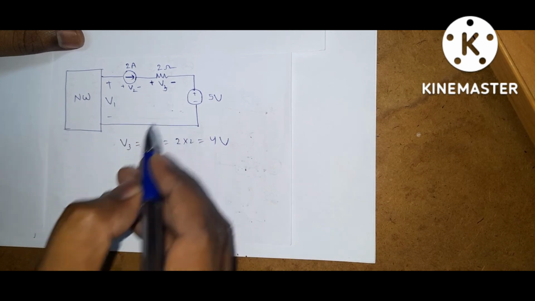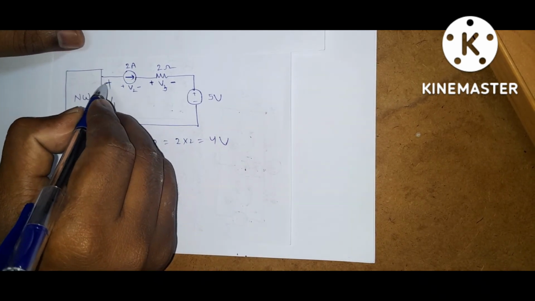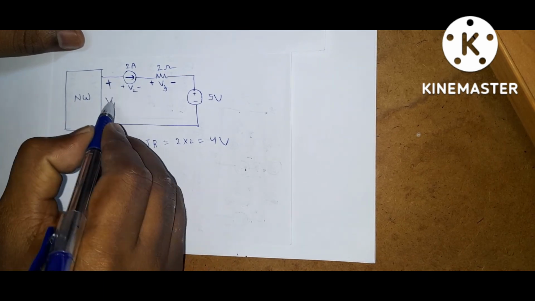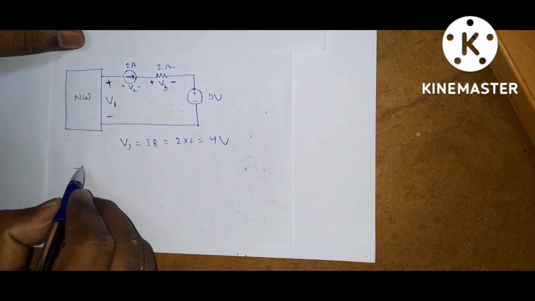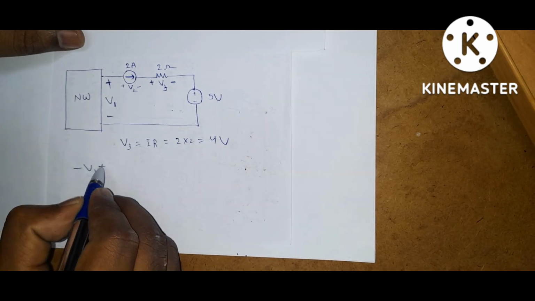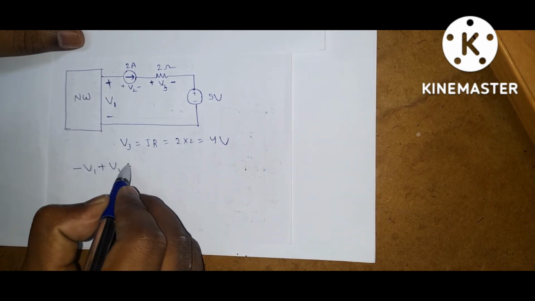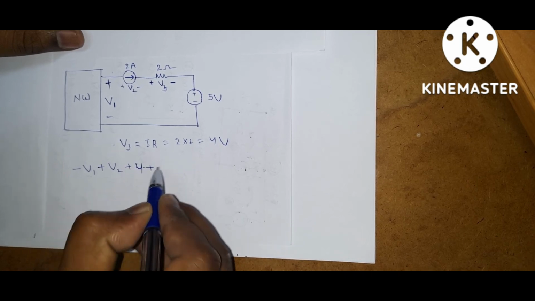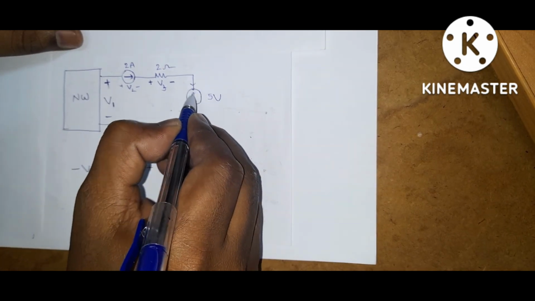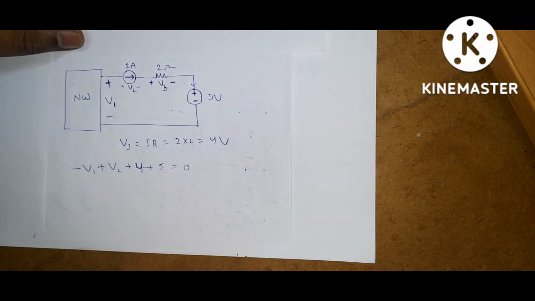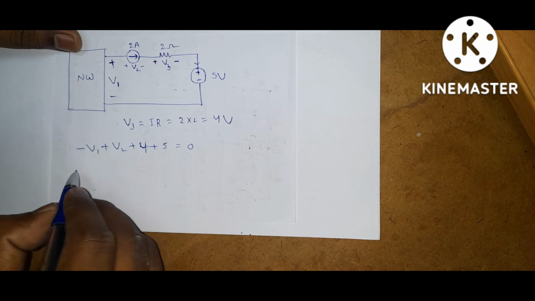Apply KVL to this loop. Here this is positive. Current is leaving from the positive terminal of this source, that means V1, so it is minus V1. Here current is entering, so plus V2 plus V3. V3 means 4 volts, plus current also enters the positive terminal of this source, so it is 5, is equal to 0. Now what is V1?